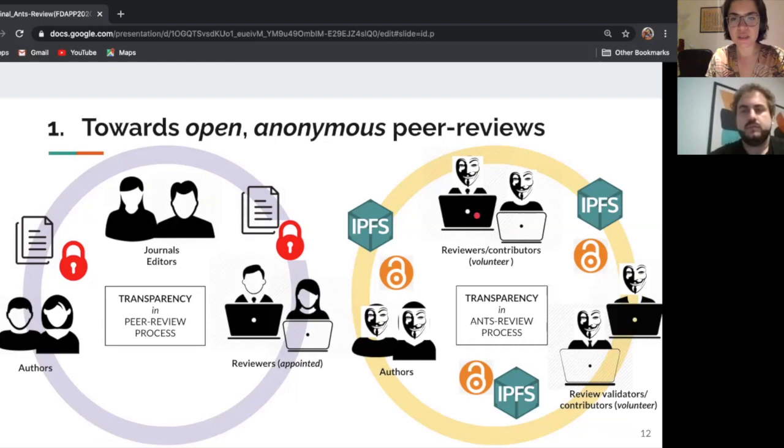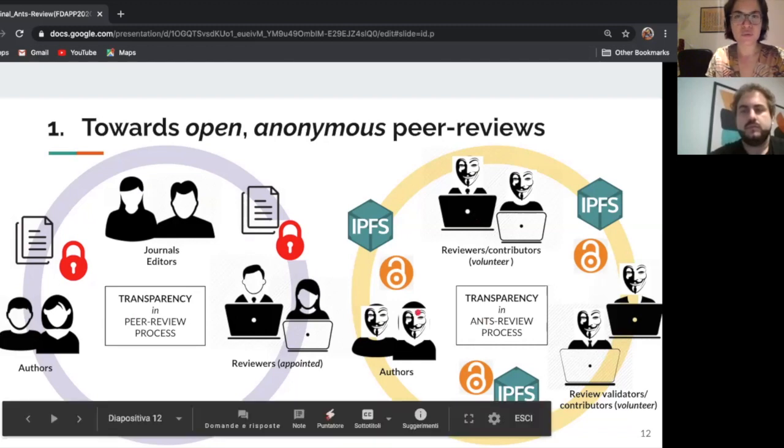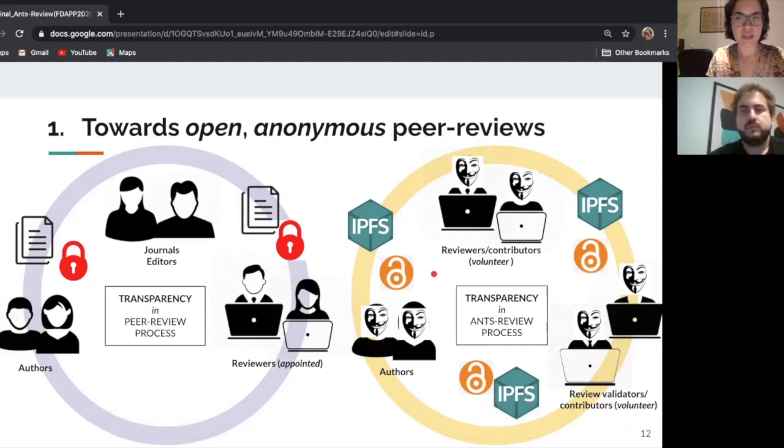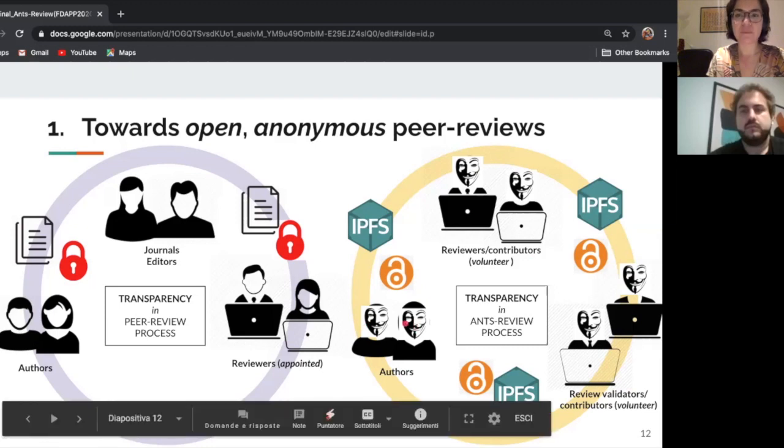In the Ant Review system instead, everything is available to scientific validation even before publication. But all the members of the community are anonymous. However, their contributions are trackable through IPFS that uses cryptographic hashes.